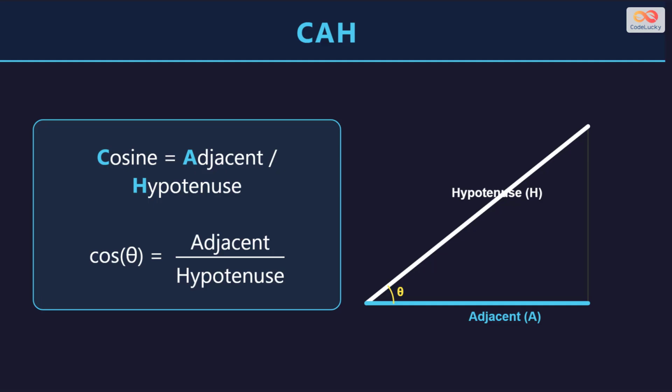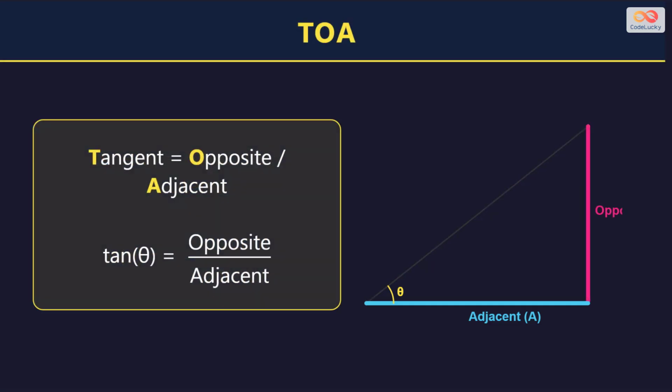Next is CAH. This stands for cosine equals adjacent over hypotenuse. To find the cosine of an angle, you divide the length of the adjacent side by the length of the hypotenuse. Finally, we have TOA. This stands for tangent equals opposite over adjacent. For the tangent ratio, you divide the length of the opposite side by the length of the adjacent side. Notice the hypotenuse is not used here.